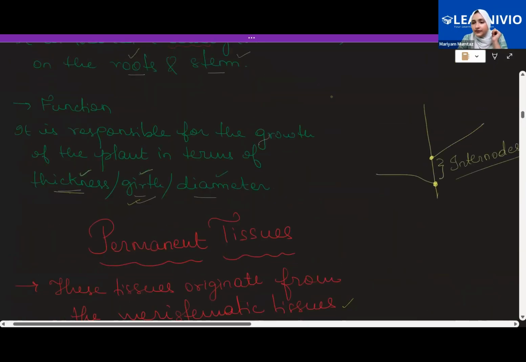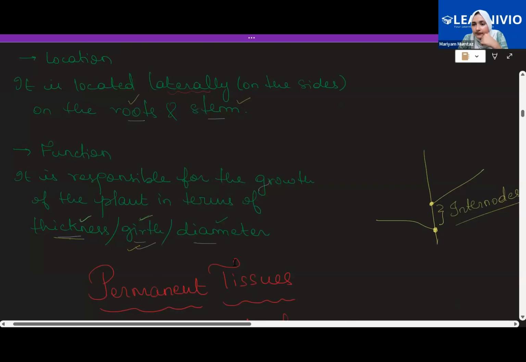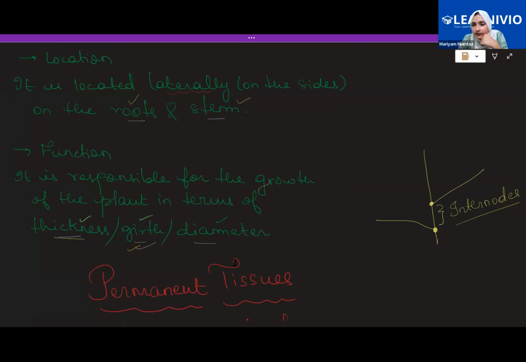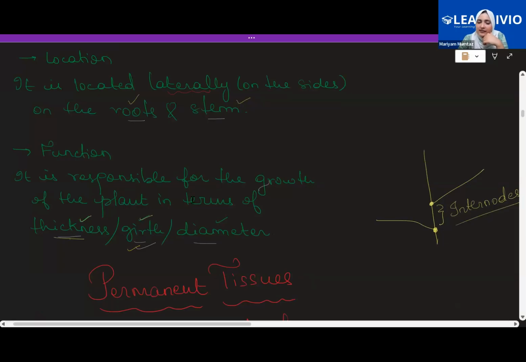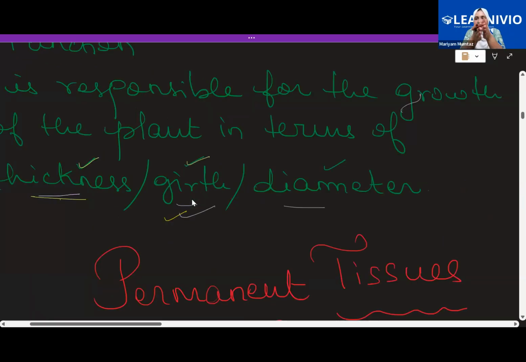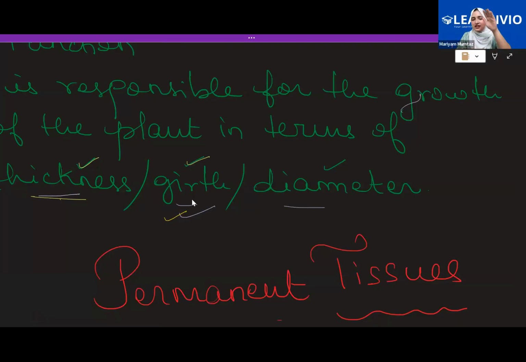Yes, Hafsa? All three of them are the same thing: thickness, girth, and diameter. They're the same thing. Yeah, it means the same. Thickness, girth, diameter mean in terms of broadening like this, all the three words. That is why I've put slashes. So even if you write one of them, it will be perfect. Clear?